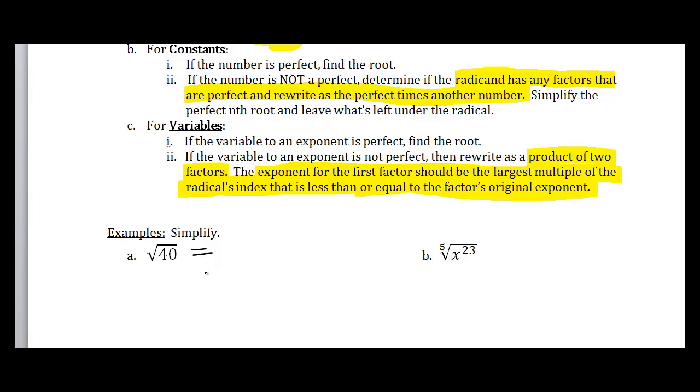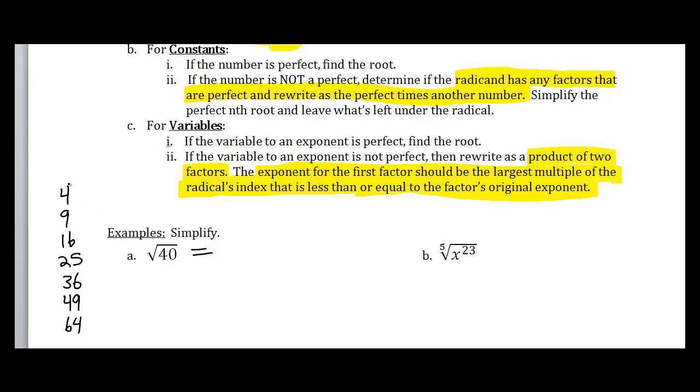Well, in order for me to do that, I'm going to think about all of my perfect squares that could possibly go evenly into 40. Let's just list our perfect squares. 2 squared is 4, 3 squared is 9, 4 squared is 16, 5 squared is 25, 6 squared is 36, 7 squared is 49, 8 squared is 64. Of course, we're not going to have anything go evenly into 40 that's larger than 40, all right?